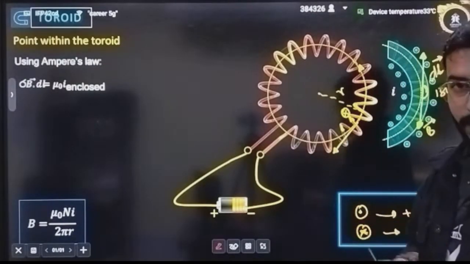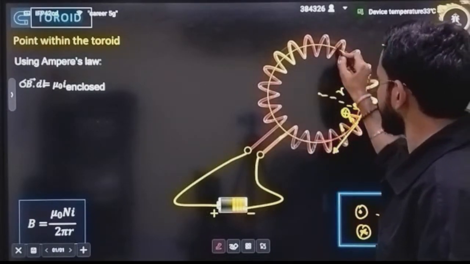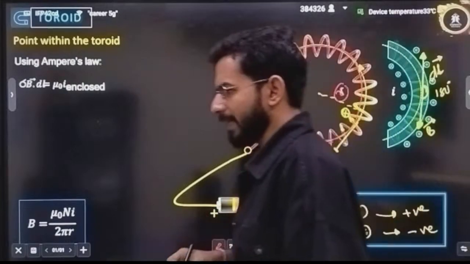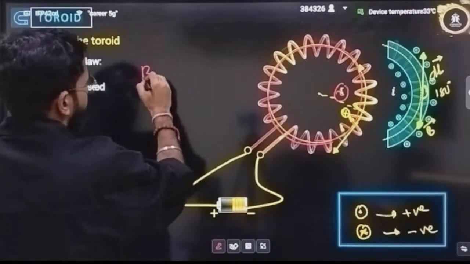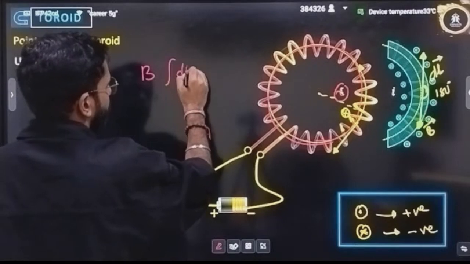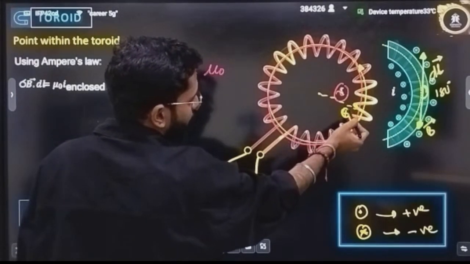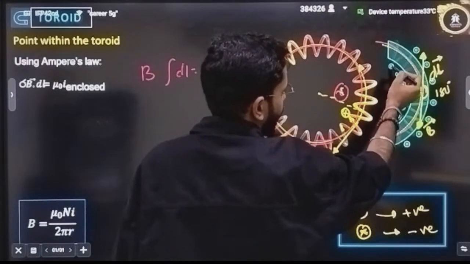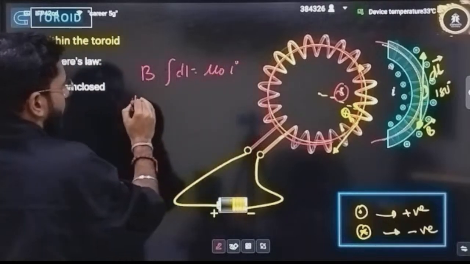Now make an Amperian loop in between the loop, and now we will be getting the result. Let's suppose at radius r we are calculating. Write the result: B into line integral dl is equal to mu into net current. Now if I ask you the net current, only the inside portion will be integrated. So I can say the net current is going to be I only.